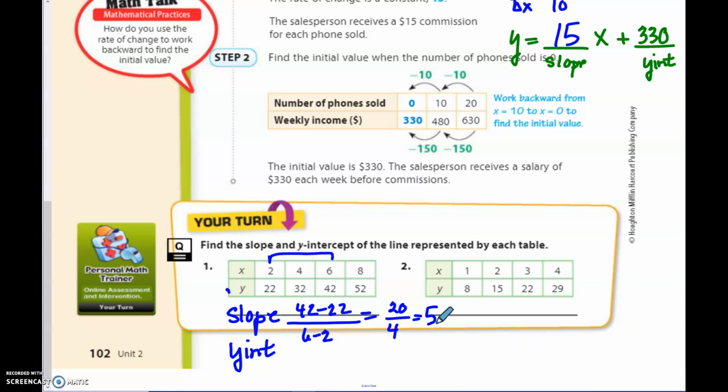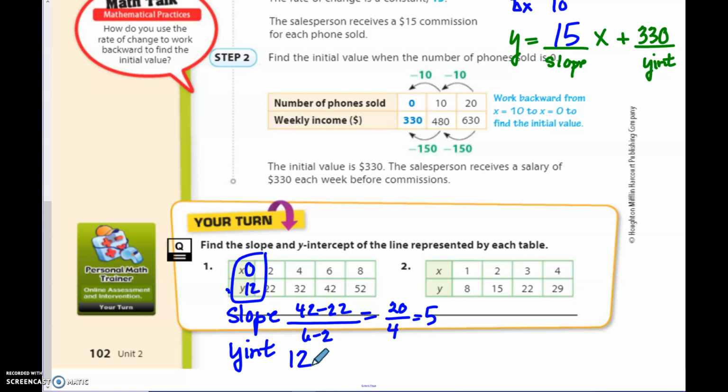Now, what is the y-intercept? Now, remember, to find the y-intercept, we need that x value to be 0. So, can I keep this pattern going so that I end up with the 0 on top? 8, 6, 4, 2. Well, the next number would be a 0 if we kept that pattern going. And it looks like on the bottom, they're subtracting 10s every time. So if you subtract 10 from 22, you get 12. So this is now going to represent your y-intercept. So the y-intercept is going to be 12.